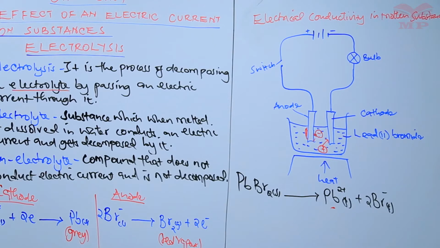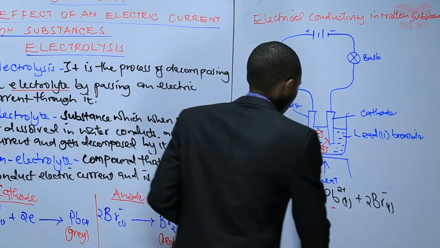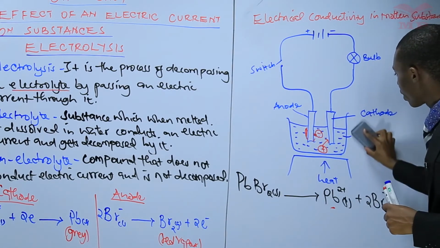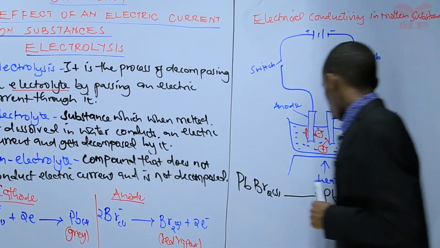Suppose we had another substance apart from the lead bromide. Suppose we had a substance like sodium chloride.